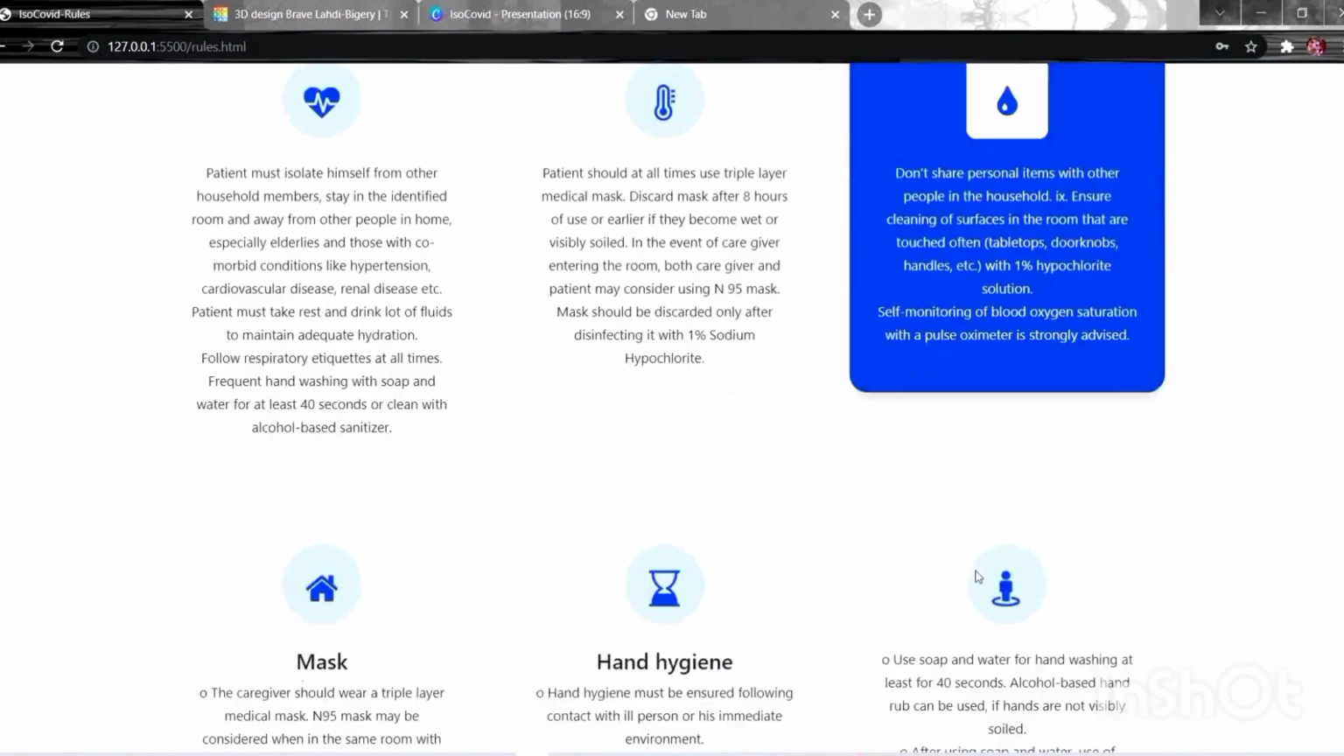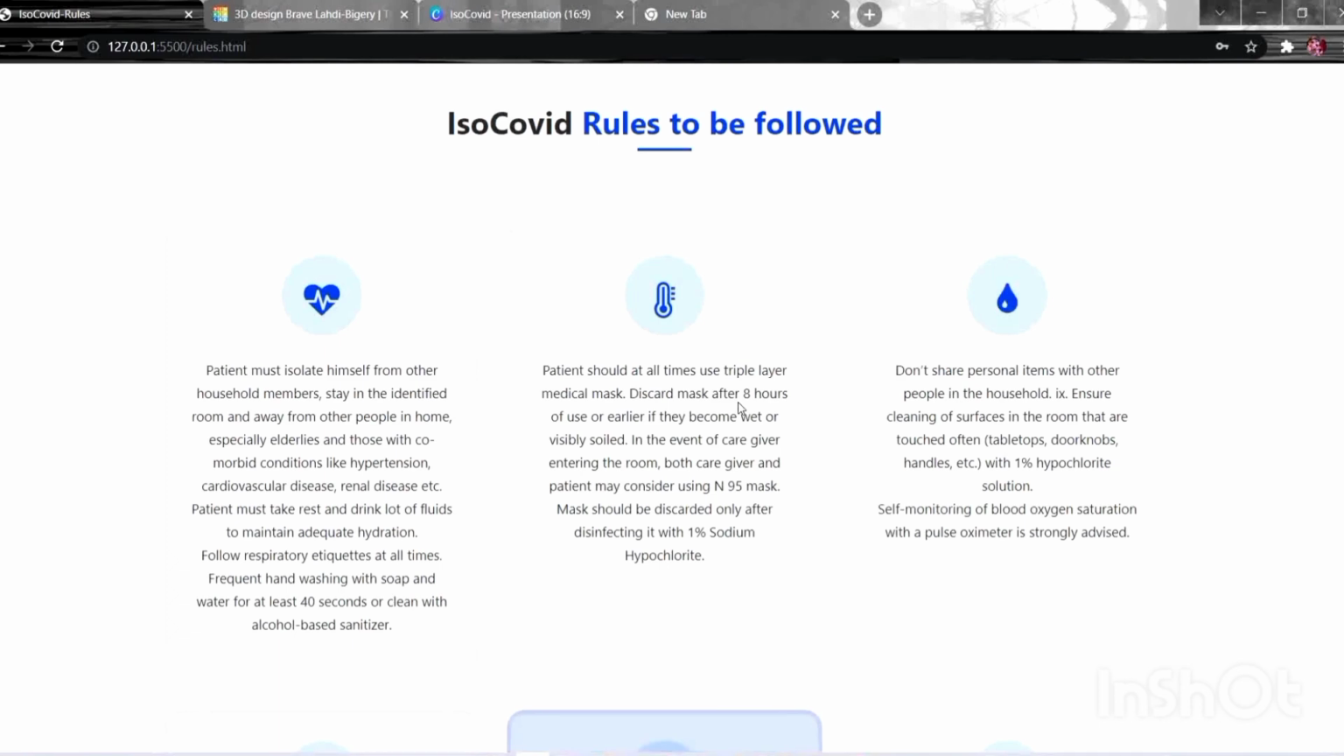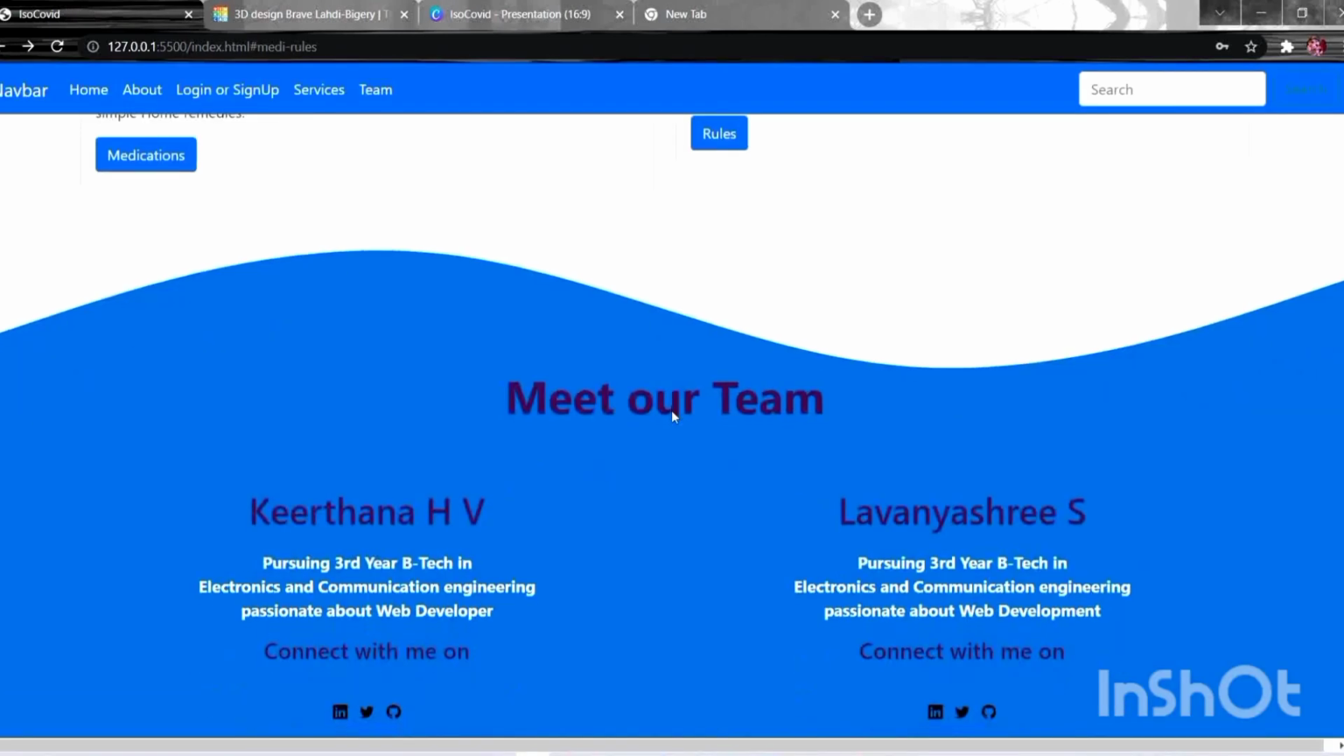There are certain rules to be followed by home isolated COVID patients according to the Indian government protocol, which can be accessed through rules page.